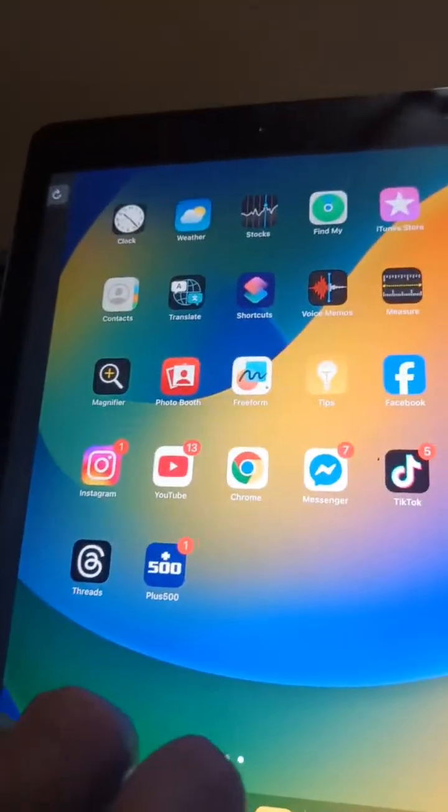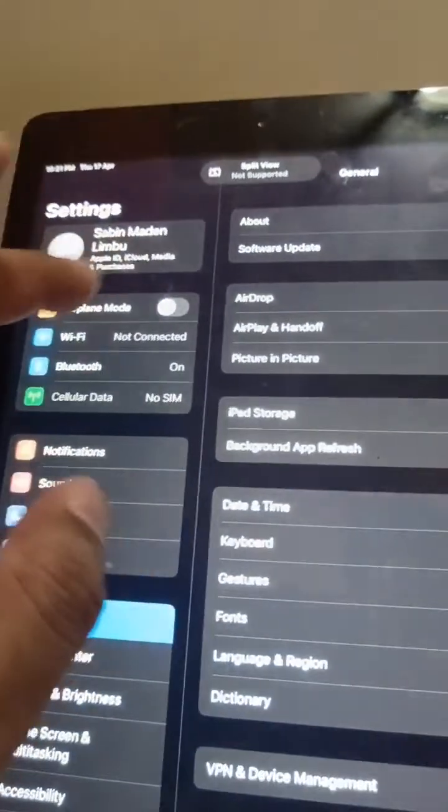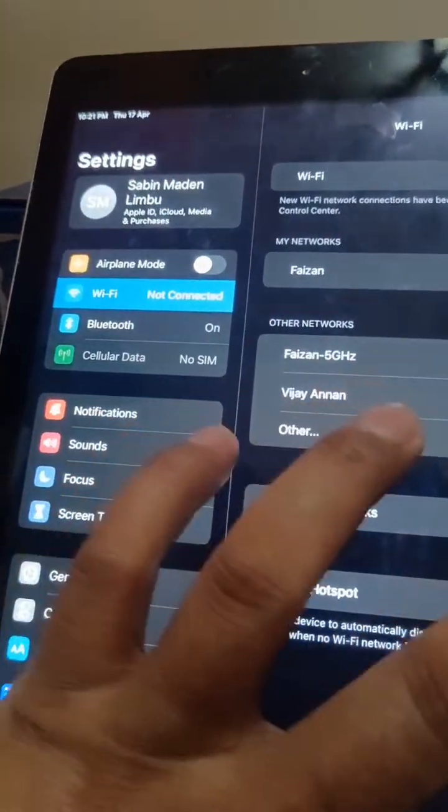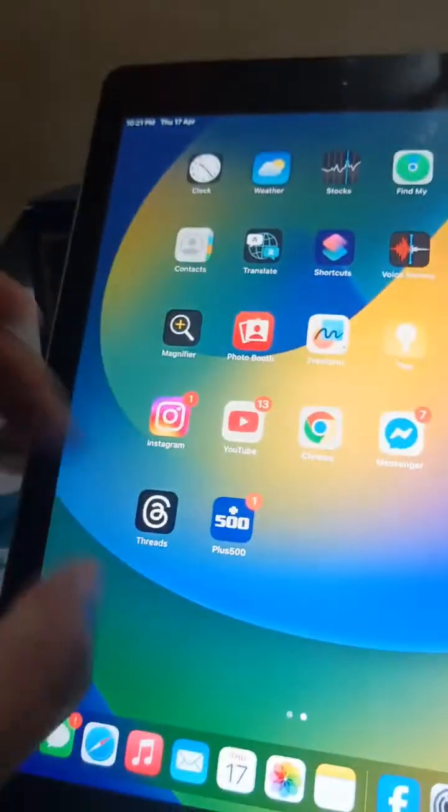Already don't have the connection, I think we need to reconnect. Connection is gone, I think.